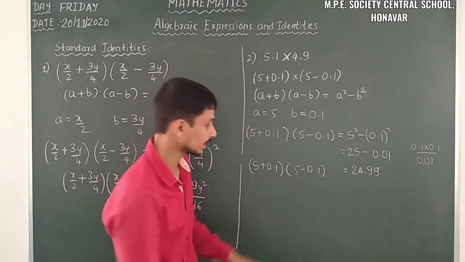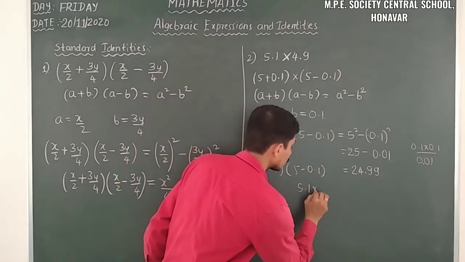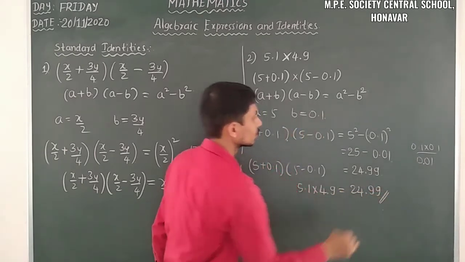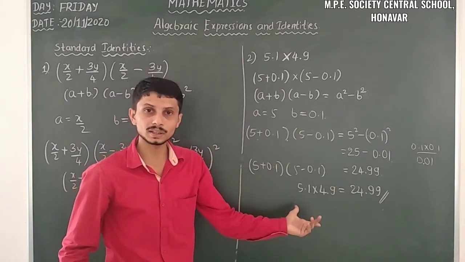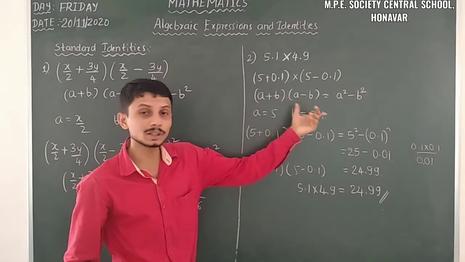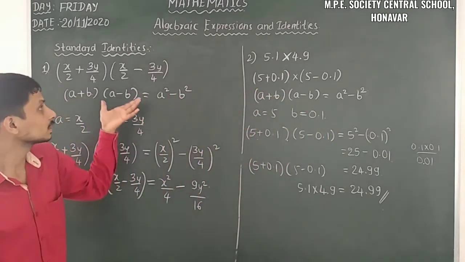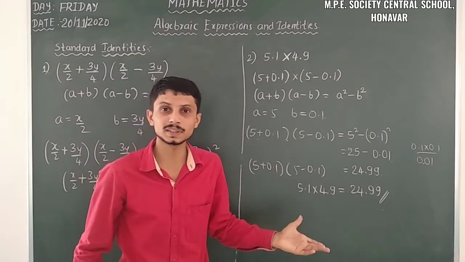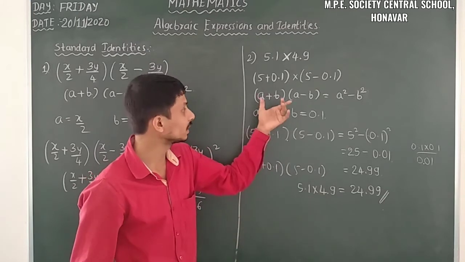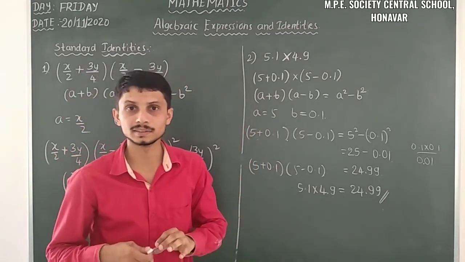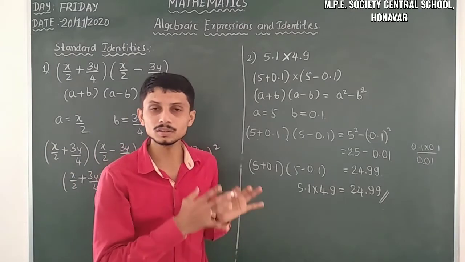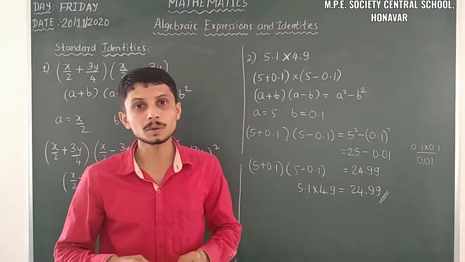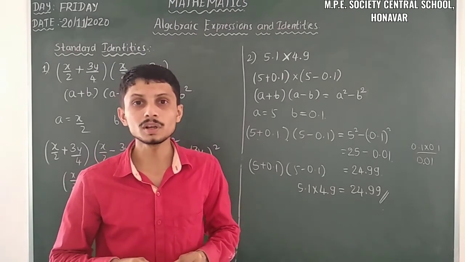So 5.1 into 4.9 is equal to 24.99. That is the answer. So it is a very easy way we can calculate these things using (a + b)(a − b). Whether it is an algebraic situation or a numerical situation, in both cases we can easily find the result with the help of standard identities. There are many problems based on these. So let us move on to the next set of problems based on the useful identity.